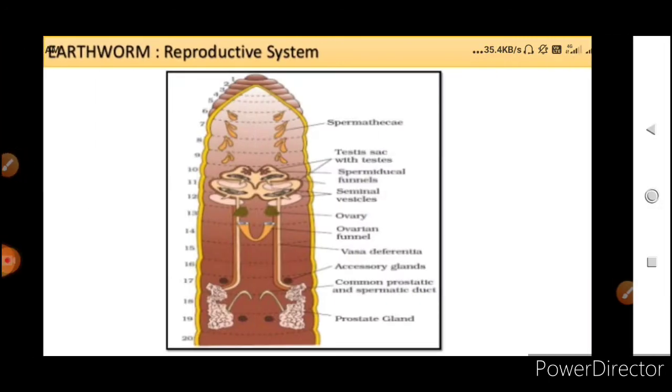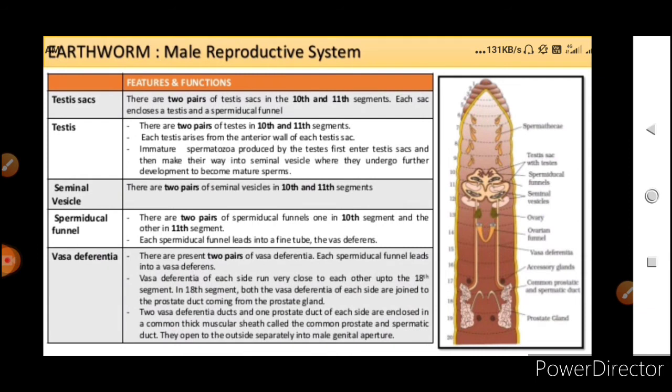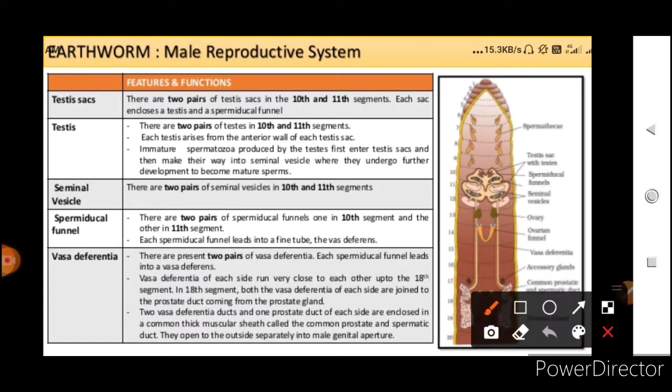Now we come to the reproductive system. The male reproductive system consists of testes, testis sacs, seminal vesicles, spermiducal funnels and vasa deferentia. There are two pairs of testis sacs in the 10th and 11th segment. You have to remember they are present in the 10th and 11th segment. Each sac encloses a testis and a spermiducal funnel. Here you can see in the diagram.